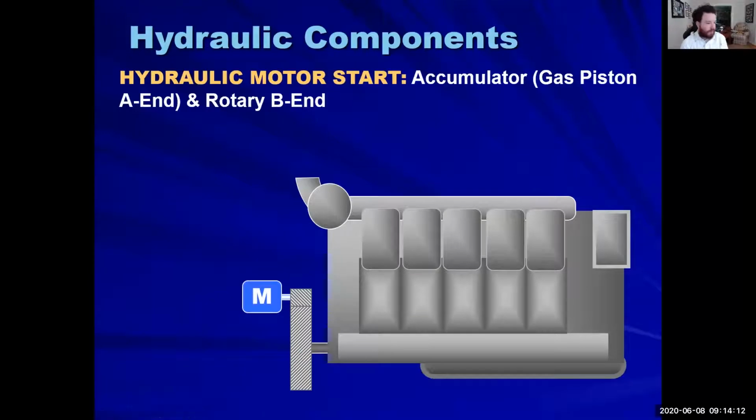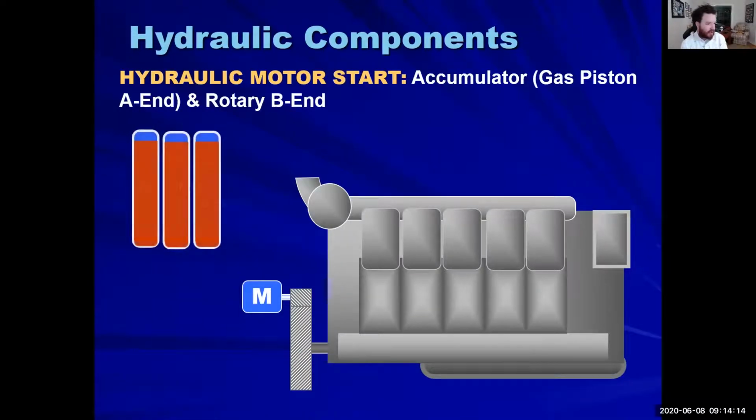So we can use hydraulics to start a diesel engine. All we need to do is just have a start motor start spinning the engine. That's all we need to do. Sometimes it's done with air. Sometimes it's done with hydraulics. On vehicles, it's usually an electric start motor. But you can use hydraulics.